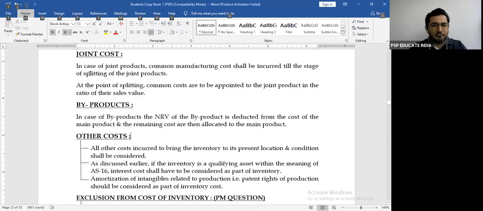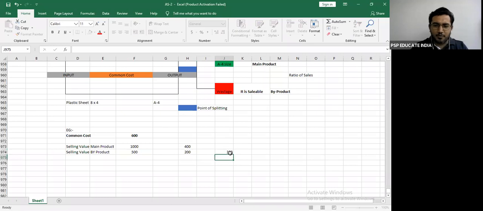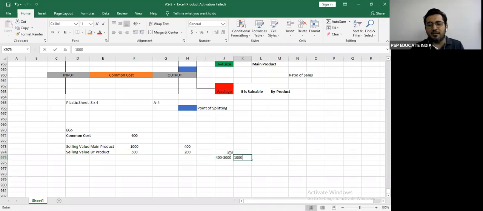देखो आगे पढ़ता हूं मैं फिर से. In case of by product, the NRV is deducted from the cost of the main product. So this NRV 300 you will deduct from 400. So 400 minus 300, your net cost will be 100 rupees of the main product. अब इस पूरे कॉन्सेप्ट से ये पता चलता है हमको कि अगर आपका वेस्टेज भी सेलेबल है तो आपके मेन प्रोडक्ट का कॉस्ट कम हो जाता है क्योंकि उतनी आपकी रेवेन्यू बढ़ जाती है.